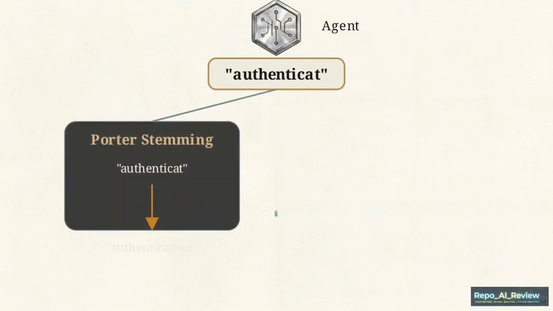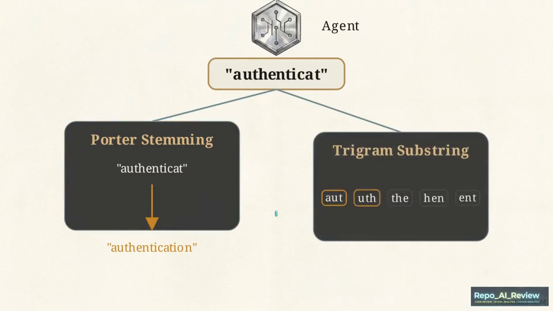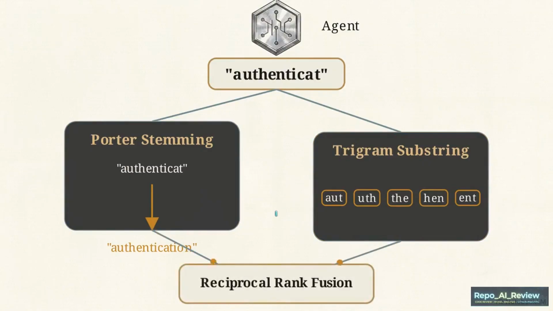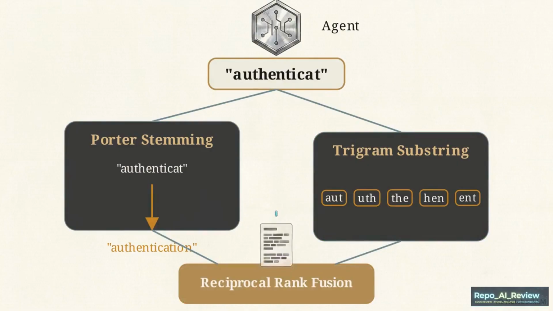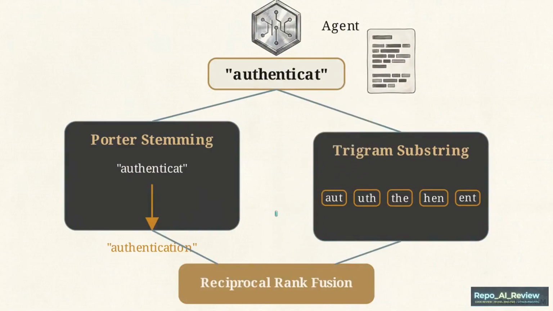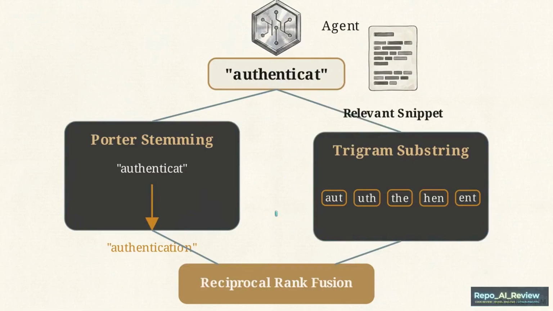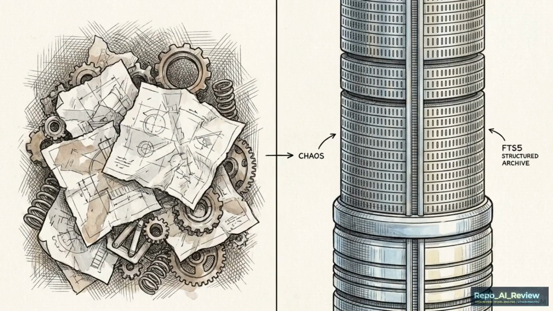The search relies on a dual strategy. The first pathway, porter stemming, analyzes the query and matches it to root words and exact terminology, like authentication. Simultaneously, the second pathway uses trigram substring algorithms to actively scan and match partial, fragmented string data. These two parallel paths are then mathematically merged through reciprocal rank fusion, ensuring the system outputs only the single most relevant code snippet back to the agent. By combining isolated sandboxing with deterministic FTS5 retrieval, Context-Mode replaces a degrading, passive memory with an active, on-demand query engine.